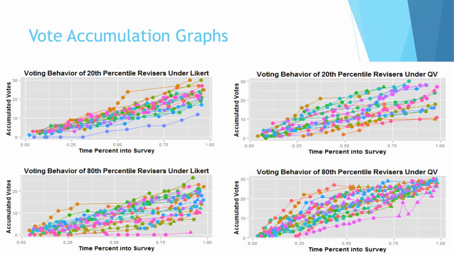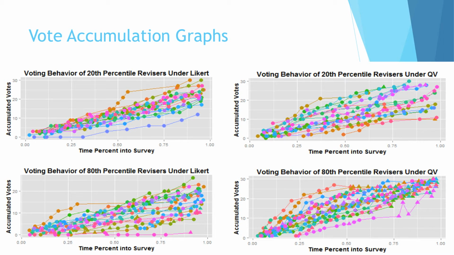And by the time you're getting up to the 80th percentile of revisiness of voters, you start to see a few triangles. But there's not really much going on. Under QV, things look pretty different, actually. The 20th percentile of QV people look a lot like the 80th percentile of Likert people. You're starting to see some triangles. You're starting to see some graphs that are maybe not monotonically increasing anymore. And then finally, the 80th percentile of QV people, you can see they're taking a tremendous number of actions, a tremendous number of which are revisions. And they just look incredibly different than the other 3 graphs.